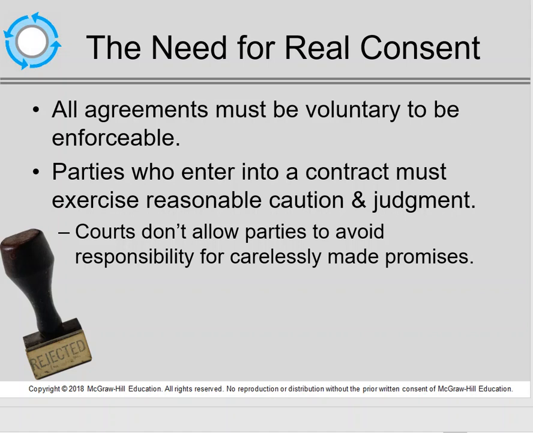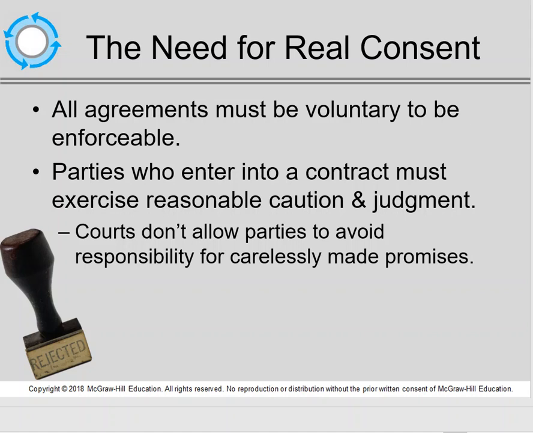Thus, if an agreement was not voluntarily entered into by both of the parties, the general rule is that the contract will be voidable most of the time. There is one exception when the contract will be void, but the general rule is when there's not voluntary consent, the contract is voidable, which means the person may cancel the contract.